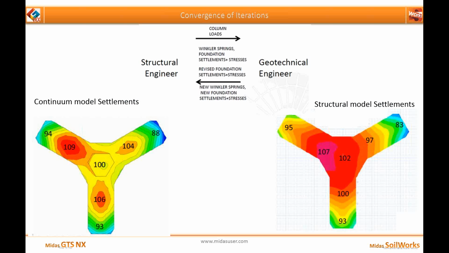Then this iteration goes on between the structural engineer and geotechnical engineer. The structural engineer initially provides the column loads, the geotechnical engineer provides the stiffness, and this iteration goes on until a prescribed convergence criterion is met. Let's suppose the convergence criterion is settlement: you can see that we have two different results for two different models and they are approximately the same. So thus you can converge your model, and this is the place where you stop and obtain the final spring stiffness for your model.